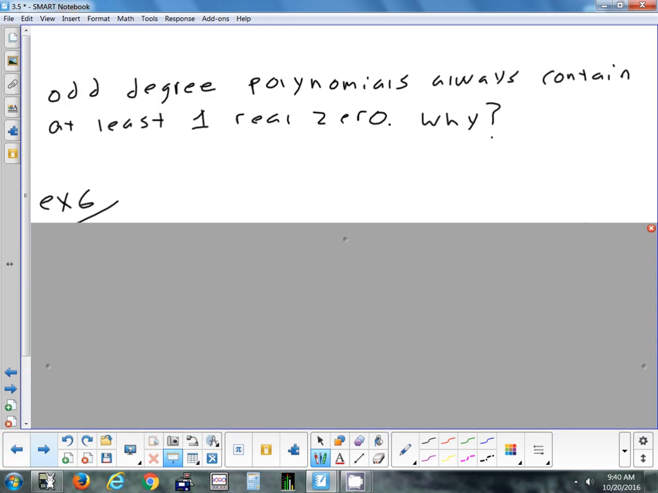Okay. How come an odd degree polynomial always has to cross the x-axis at least once? It's not true for even degree, but why do odd degrees always have a real 0? Guaranteed.